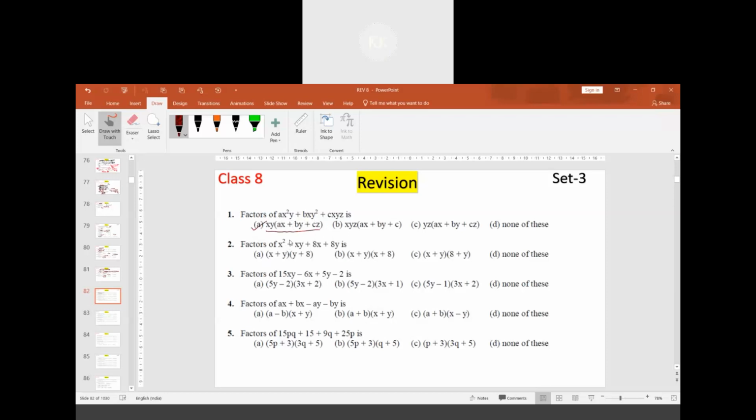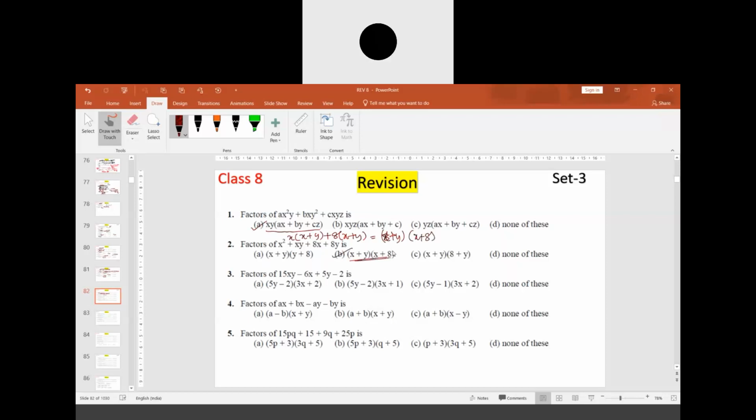This is like grouping. x is taken out, we get x plus y. Plus 8 is taken out, x plus y. So x plus 8 times x plus y. Correct, sir. x plus y into x plus 8. Option B.